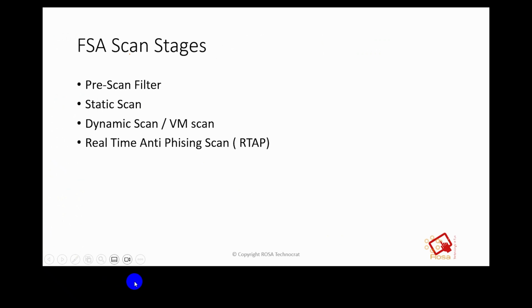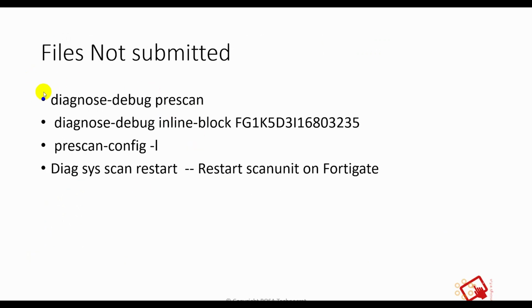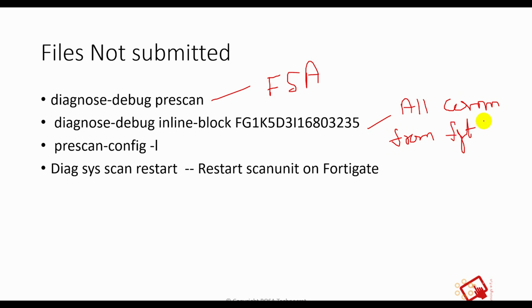So we discussed the different FSA scan stages, and now these are the commands to troubleshoot when files are not submitted. We can run diagnose debug pre-scan on FSA. This is for whatever files are dropped or given a verdict based on the pre-scan in the FSA. All communication from FGT to FSA can be seen under this command.